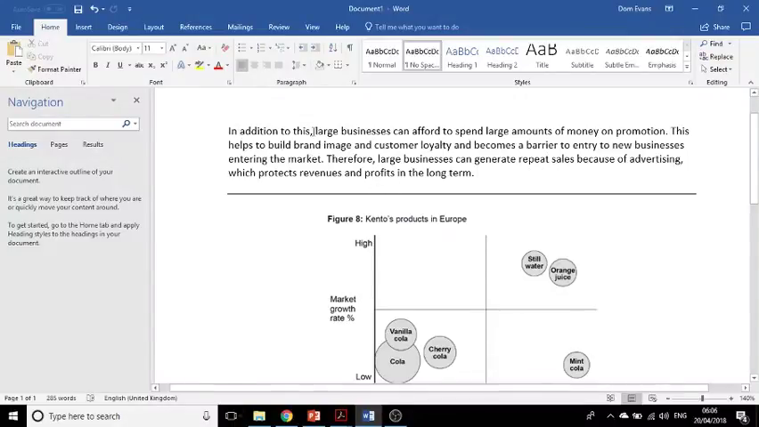Here's my second point. Large businesses can afford to spend large amounts of money on promotion, maybe large twice in a sentence isn't very good. This helps to build brand image and customer loyalty and becomes a barrier to entry to new businesses entering the market. So I'm still talking about new entrants. Therefore, large businesses can generate repeat sales because of advertising, which protects revenues and profits in the long term.